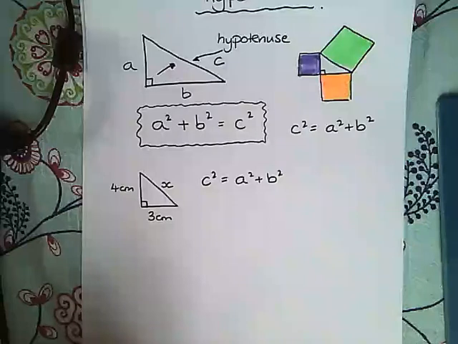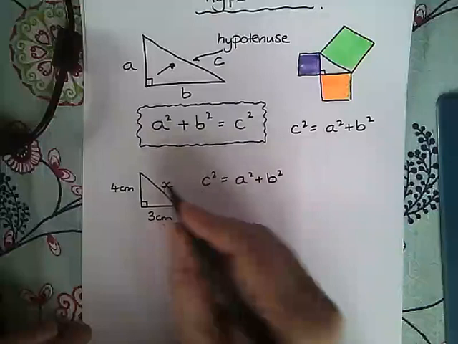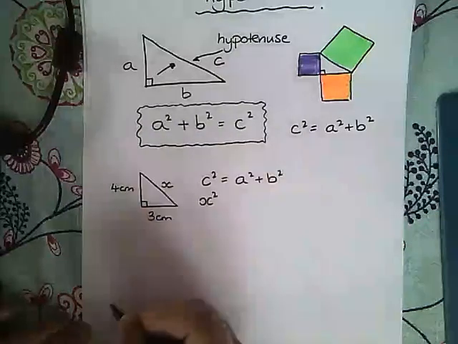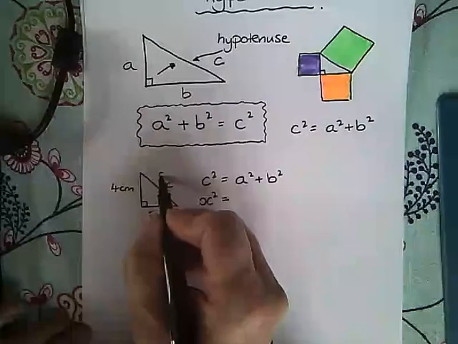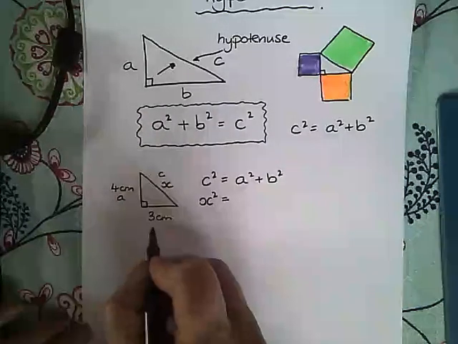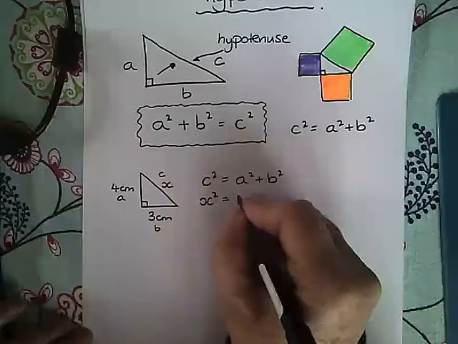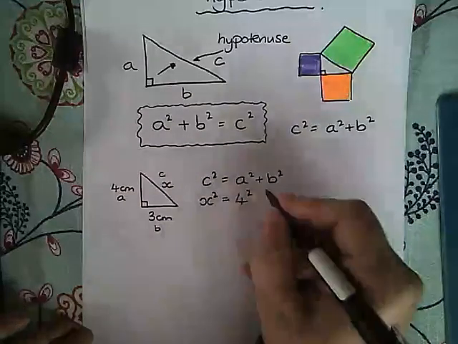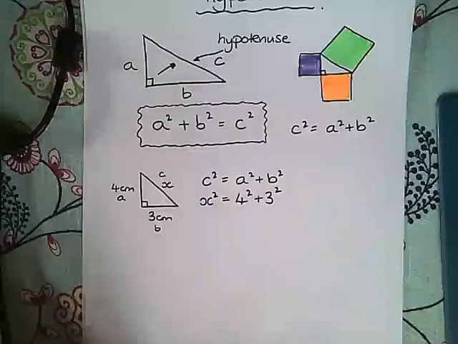And then I am going to substitute my numbers in, and this is where you get the first mark in a question for putting the numbers in the correct place. Do not work anything out at this point. So my c is where my x is, so that's going to be x squared. That is equal to, we're going to call this one a, and this one we're going to call b. So at the moment a is 4 centimetres, so 4 squared, and b is 3 squared. So all we've done there is write a number instead of a letter. We've substituted the values in.